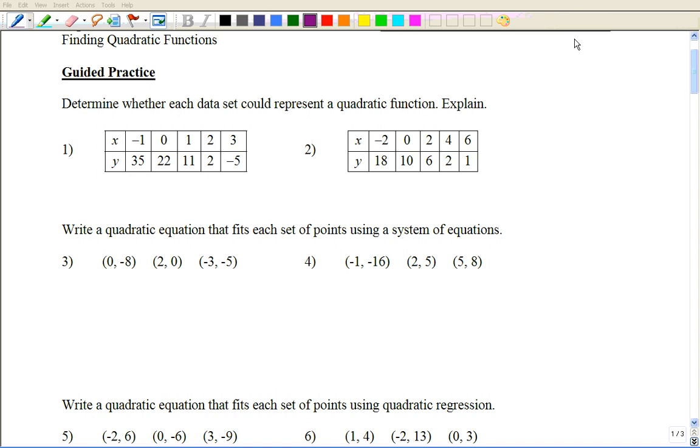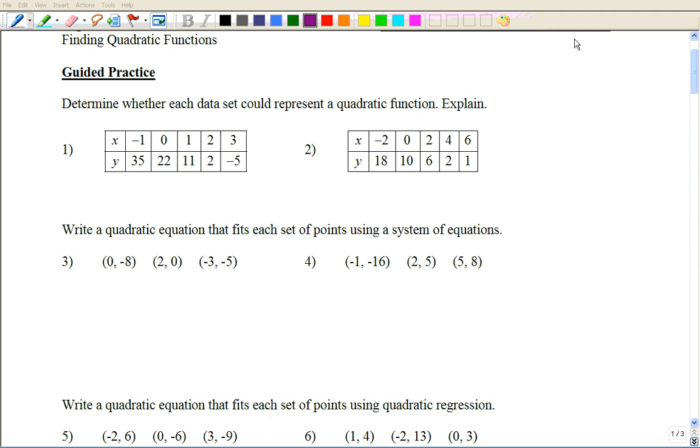Let's find the quadratic functions in different situations. This is the guided practice side of the worksheet that you can print off of the website, or you can just wait till you get it in class, but you definitely should take notes because we're covering a lot of different things in this video.